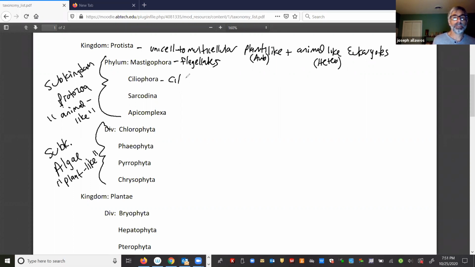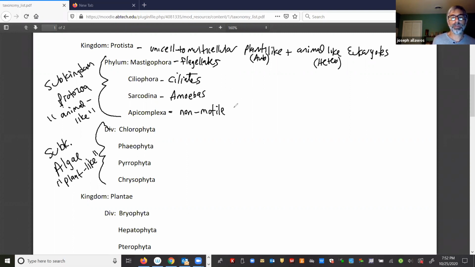Ciliophora are the ciliates. What's the difference between flagella and cilia? Not a whole lot. If there's a few and they're long, we call them flagella. If there's a whole bunch and they're shorter, we call them cilia. Either way, it's locomotion, right? The sarcodyna are the amoebas. These organisms move via amoeboid motion. And then the last group, the apicomplexa, are non-motile. They don't have a way to move. At the very best, they can wiggle.